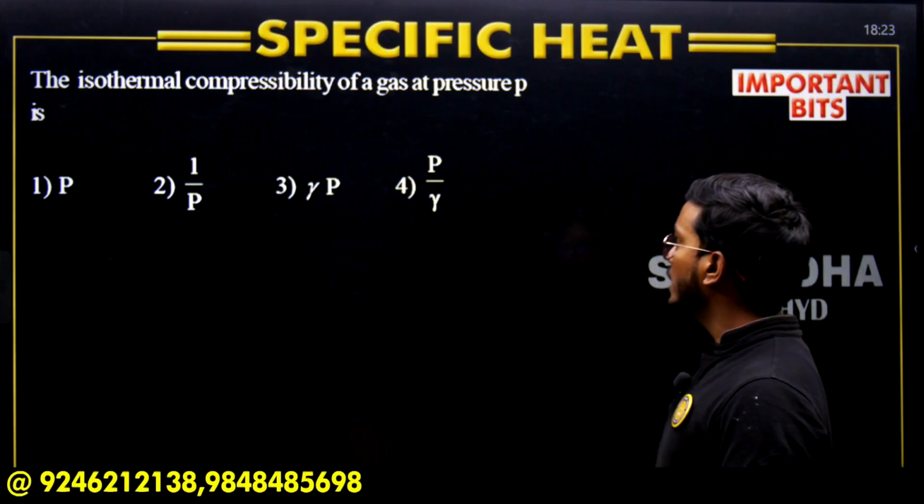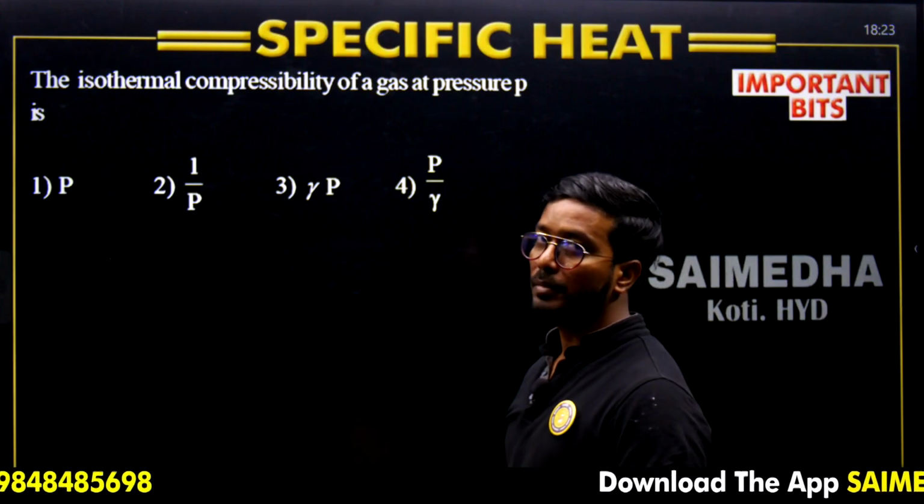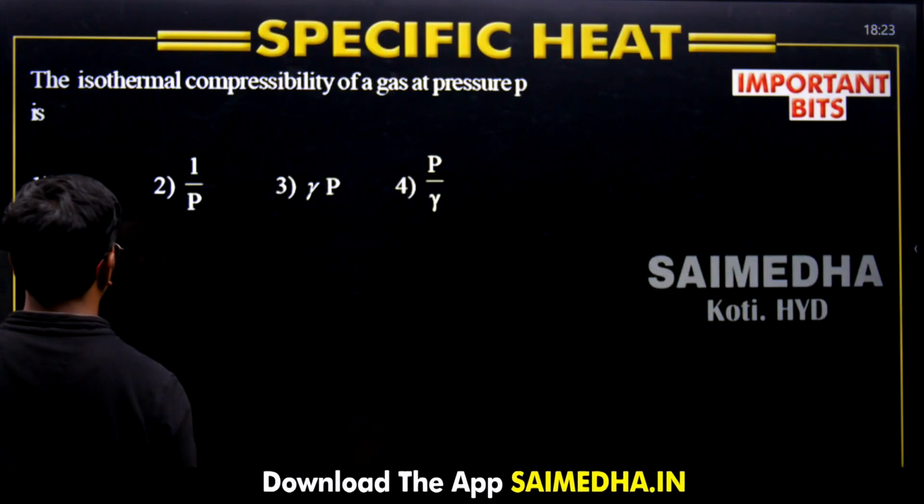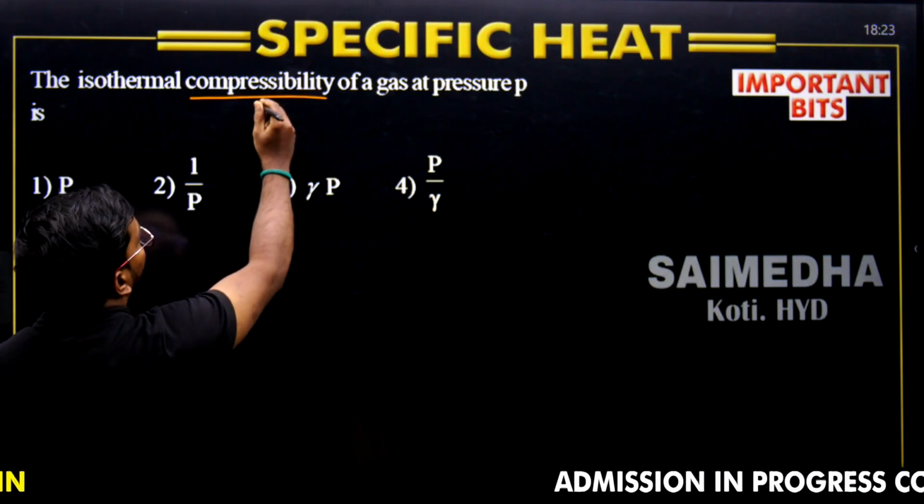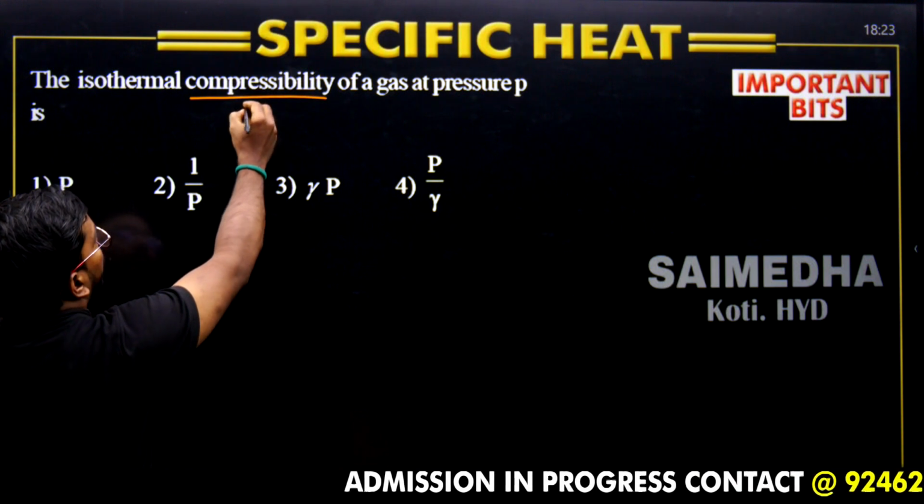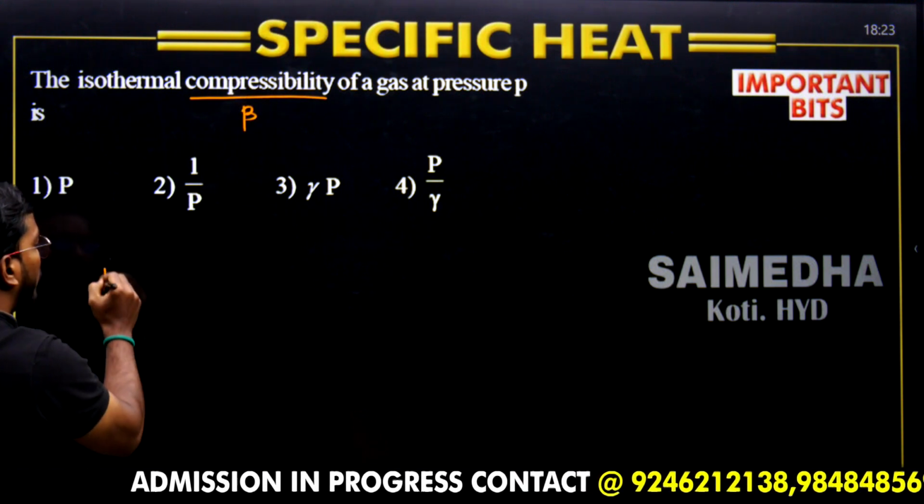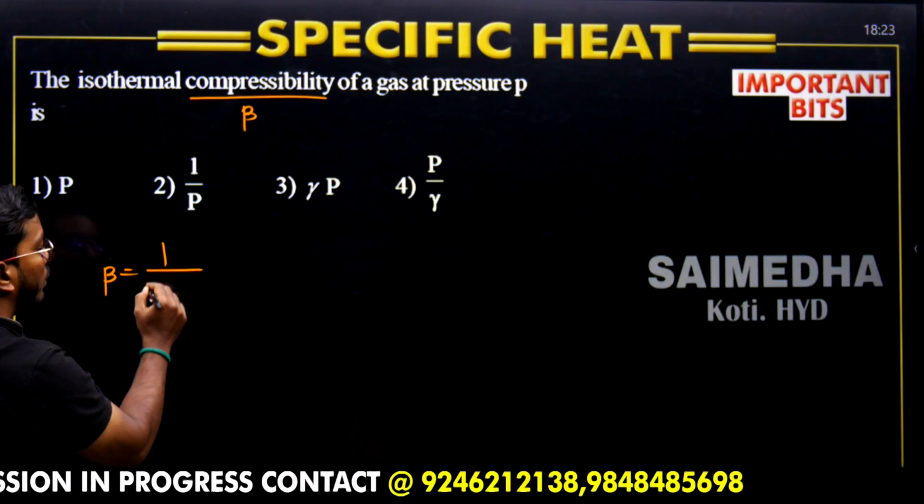Isothermal compressibility of a gas at a pressure P is. First of all, you need to know compressibility and bulk modulus. Let's say compressibility is denoted with the symbol beta. Beta is the reciprocal of bulk modulus.